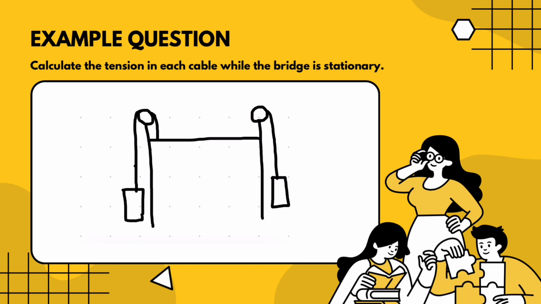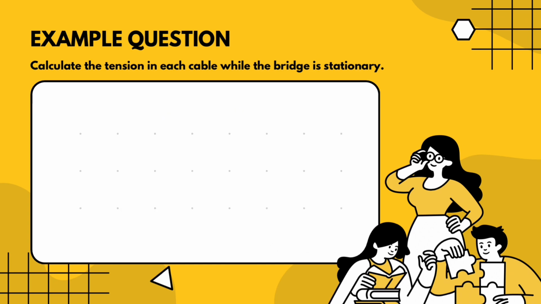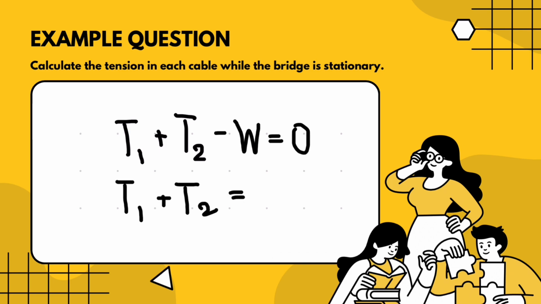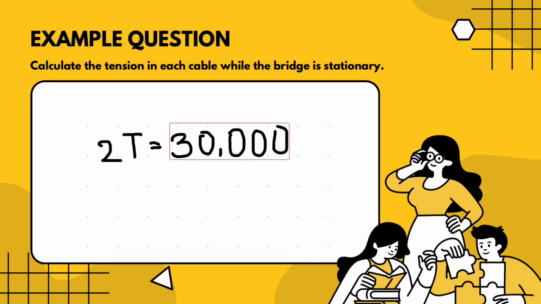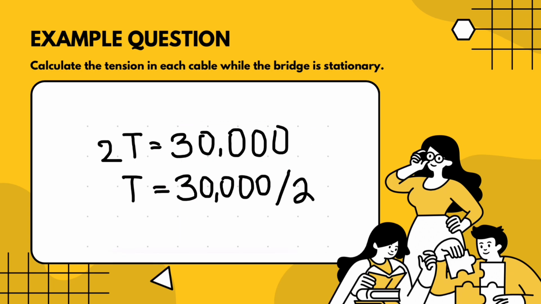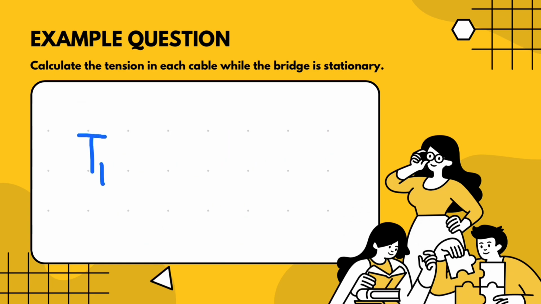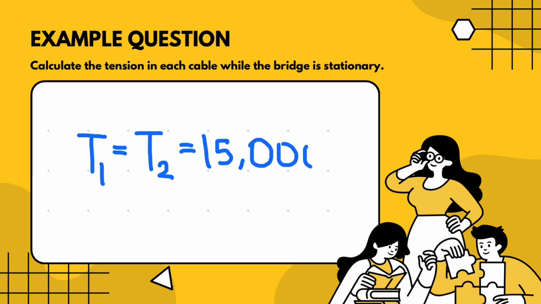The bridge span is evenly supported by the 2 cables and the system is in static equilibrium. This means that the total tension must balance the weight of the bridge deck. So we can write this as T1 plus T2 equals W and solve accordingly. Since the load is symmetrical, we will say that both T1 and T2 equal 15,000 newtons. Therefore, the tension in the cables is 15,000 newtons each.